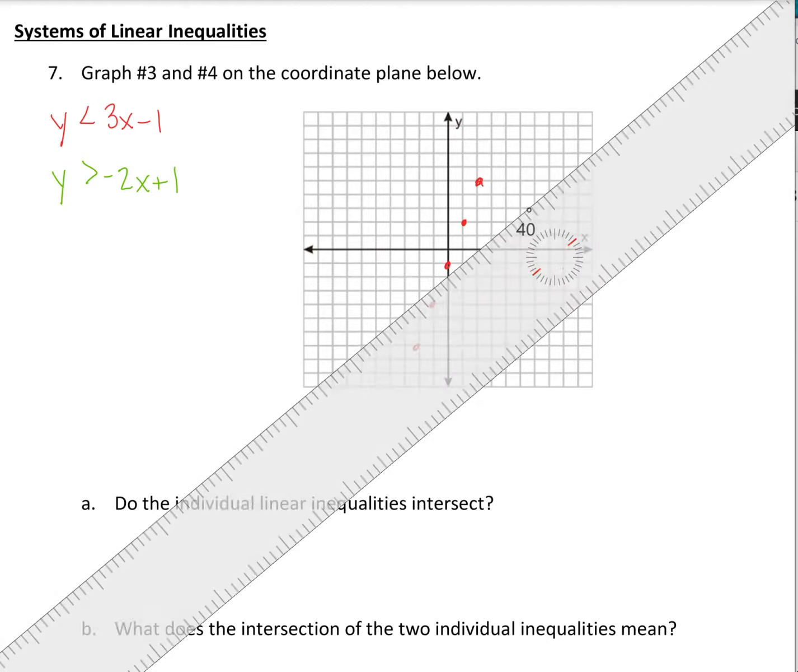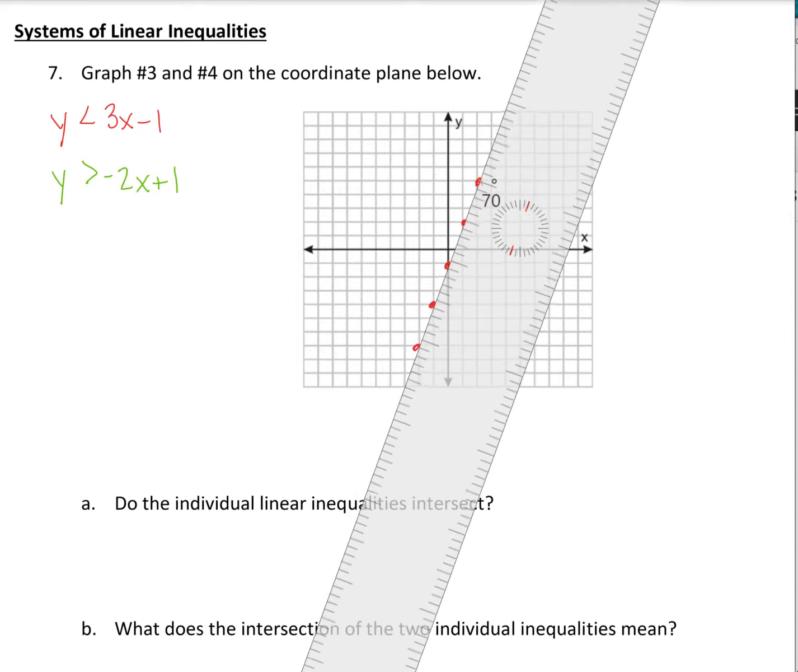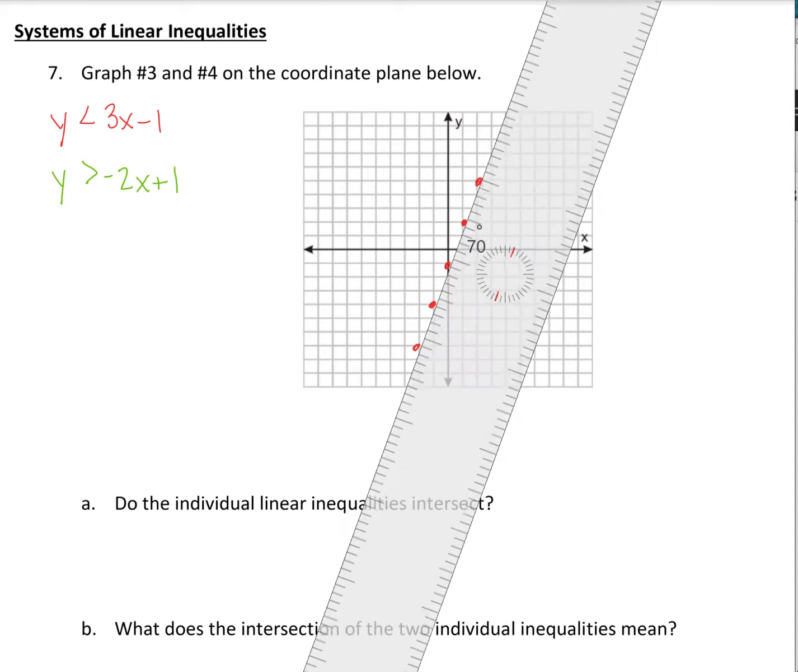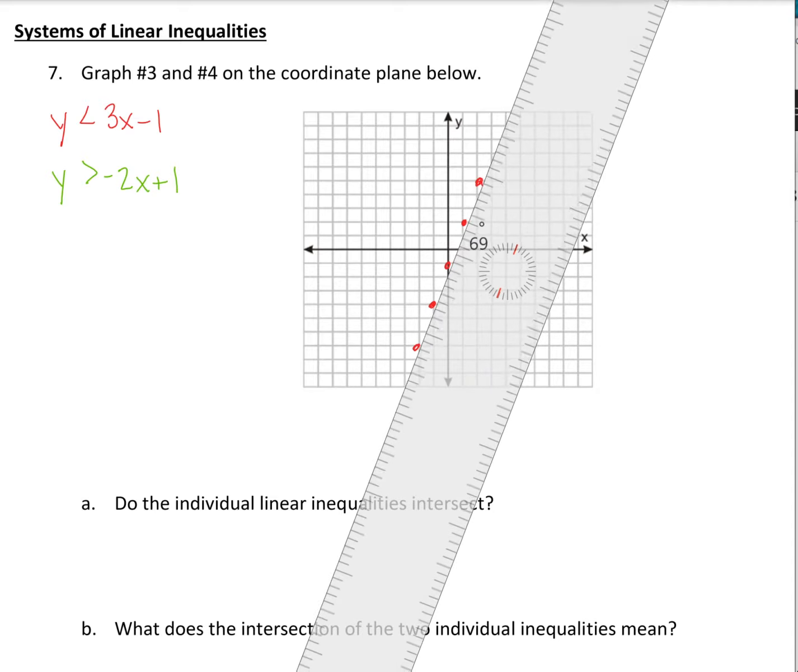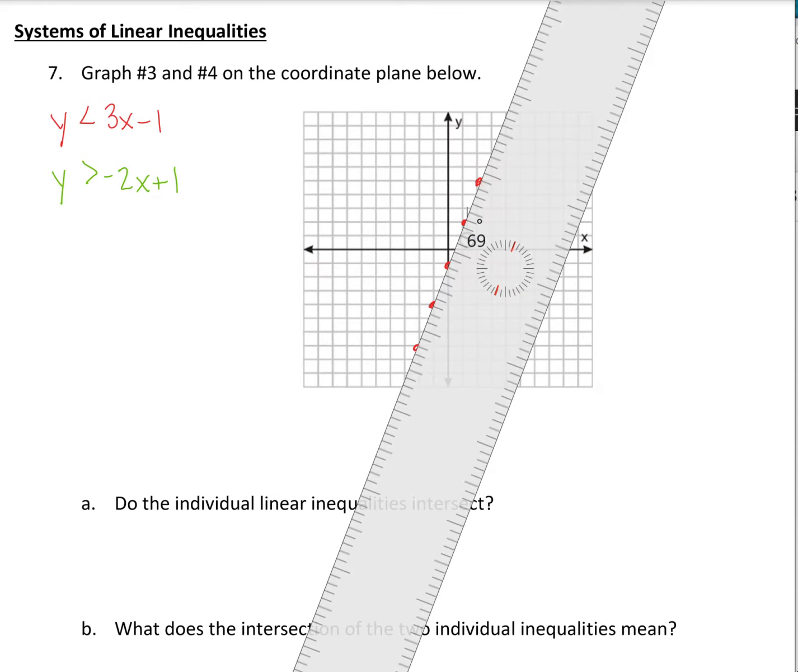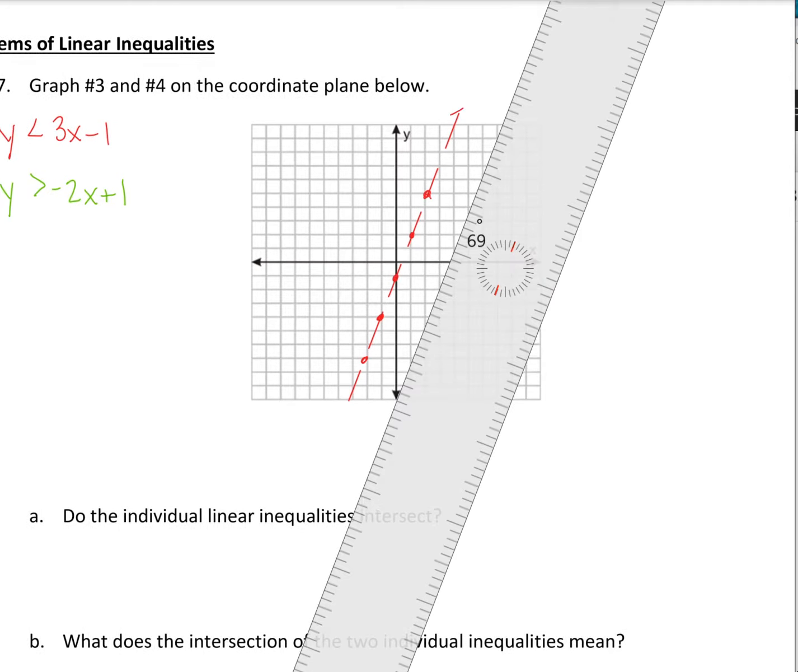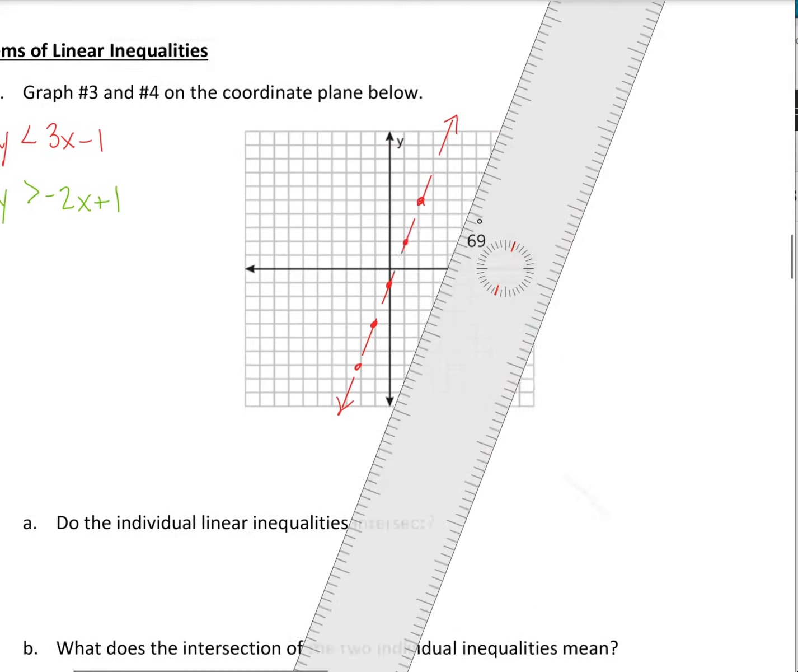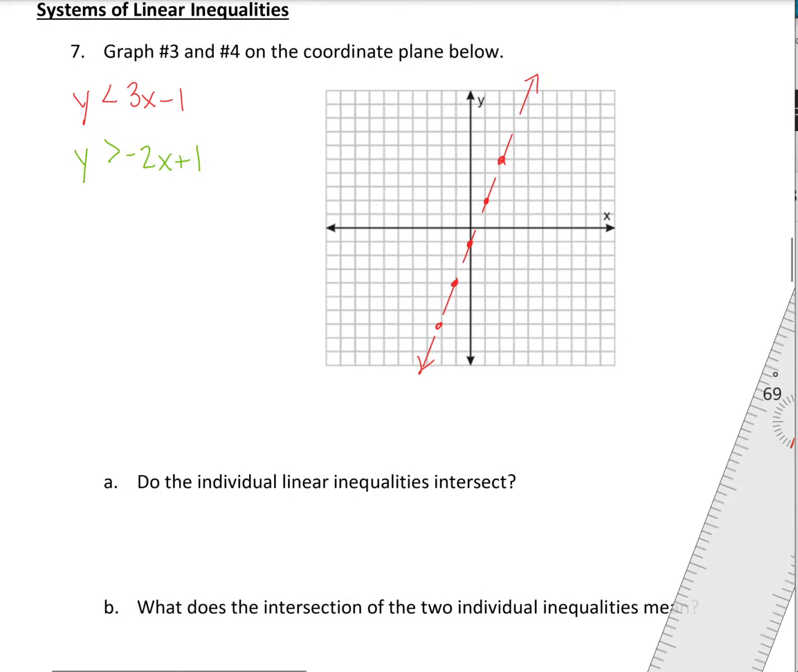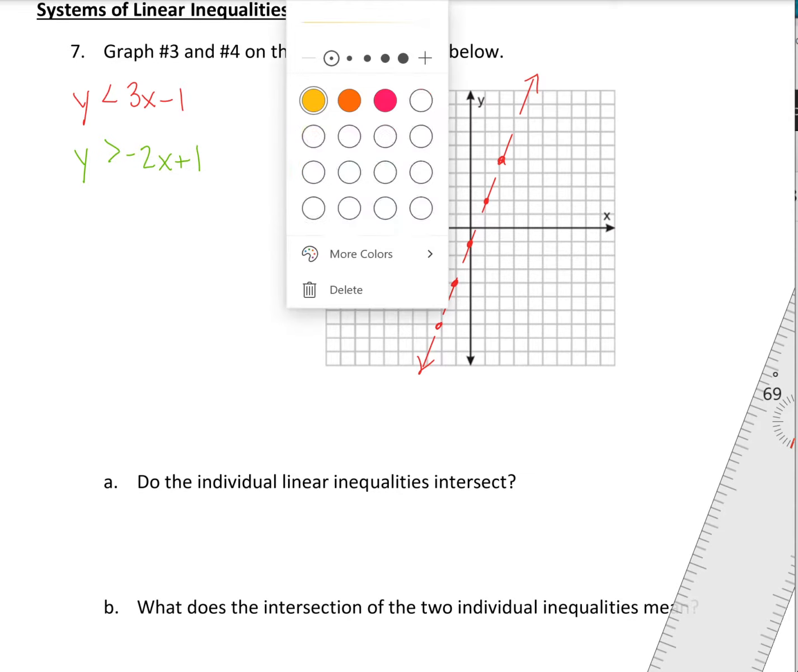So take my ruler, or my straight edge, whatever you have, it doesn't have to be a ruler, and I'm going to make sure that I draw my dashed line. Remember, it is a dashed line. And I'm going to put my arrows. Now, it is everything that was less than 3x minus 1, so it's going to be everything that was below my line. Now, whenever I do this, actually, I'm going to move to my pencil.